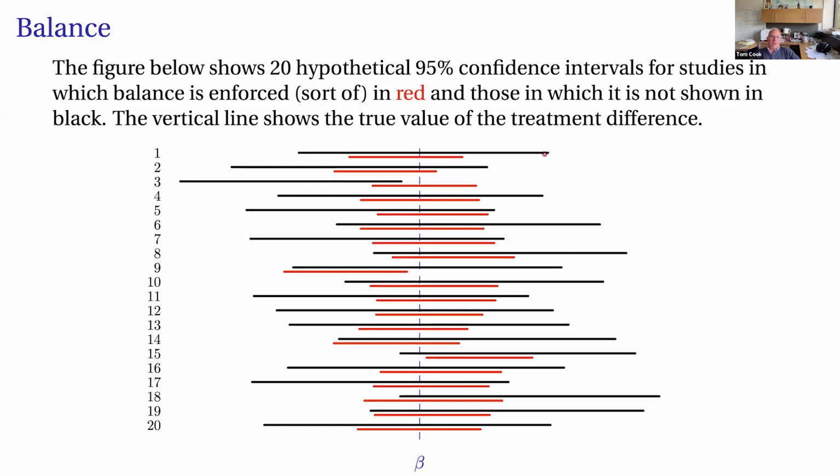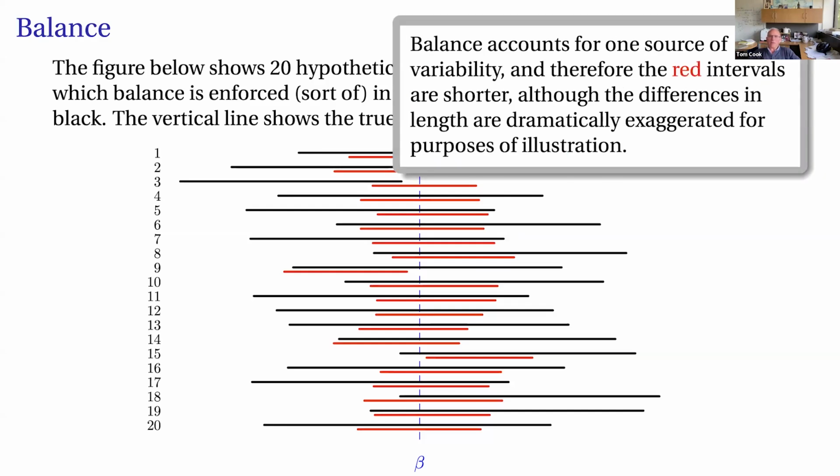The black represent trials in which I have not enforced balance, and therefore I have more variability, and therefore the black intervals are wider. I'd also add here, I don't know if it's in my slides. Yeah, so balance accounts for one source of variability, so the red intervals are shorter, but the differences here are dramatically exaggerated relative to what you'd ever see in practice. I've never seen intervals that are this much shorter in a real trial when it's balanced versus when it's not.